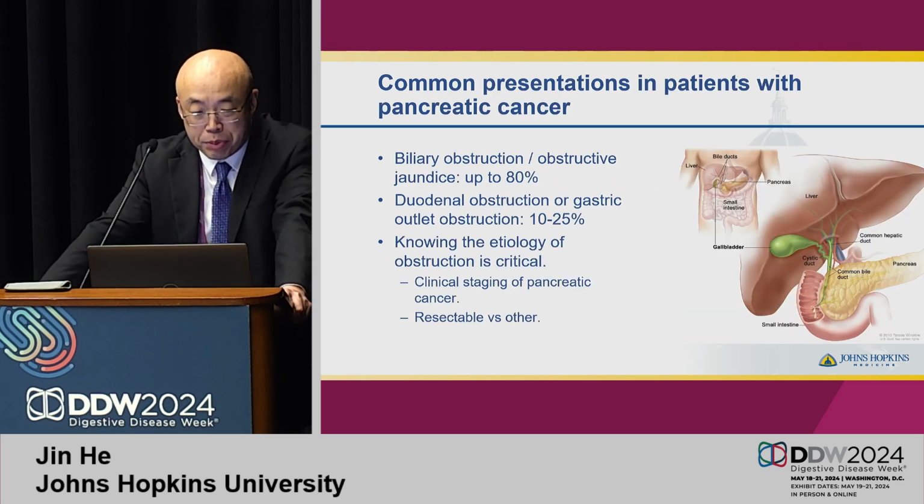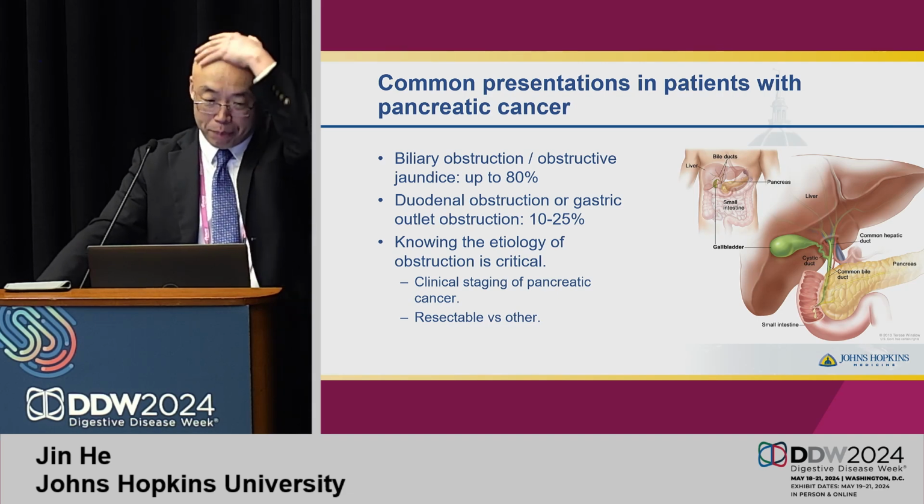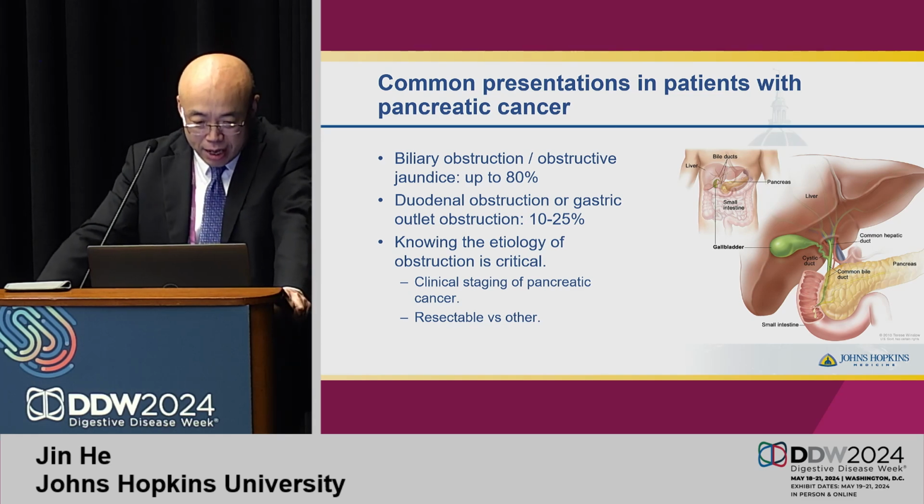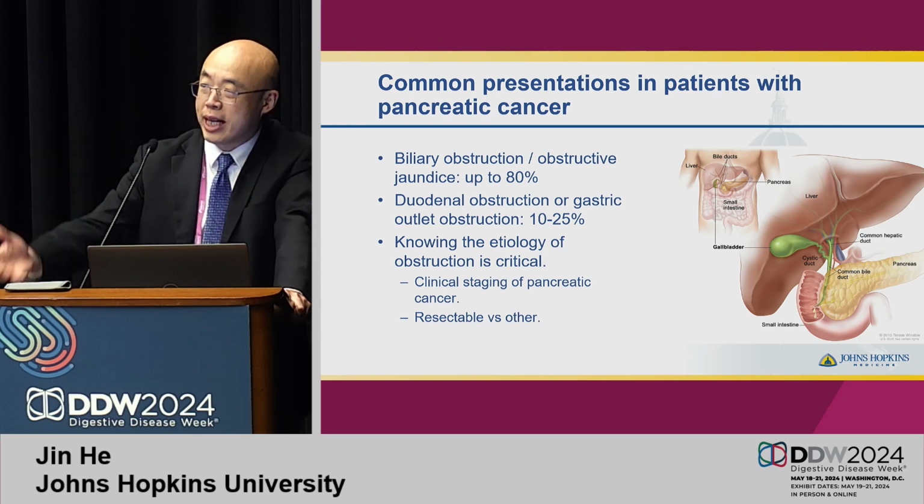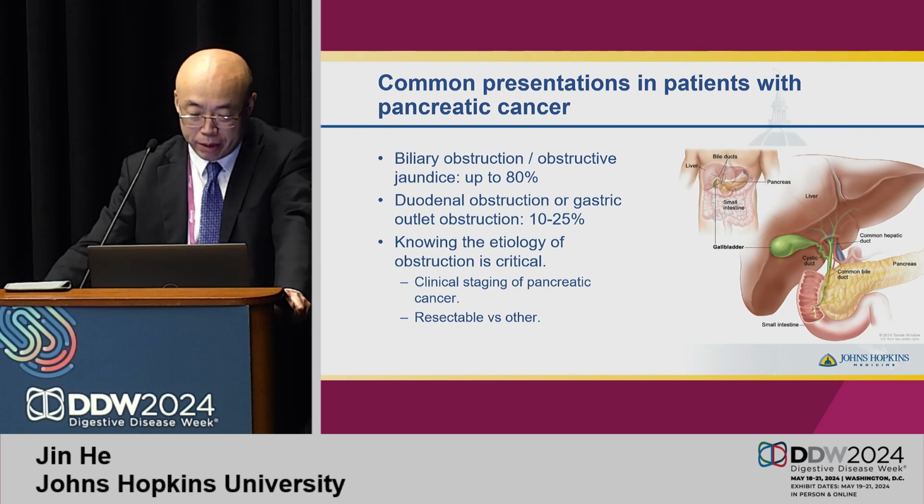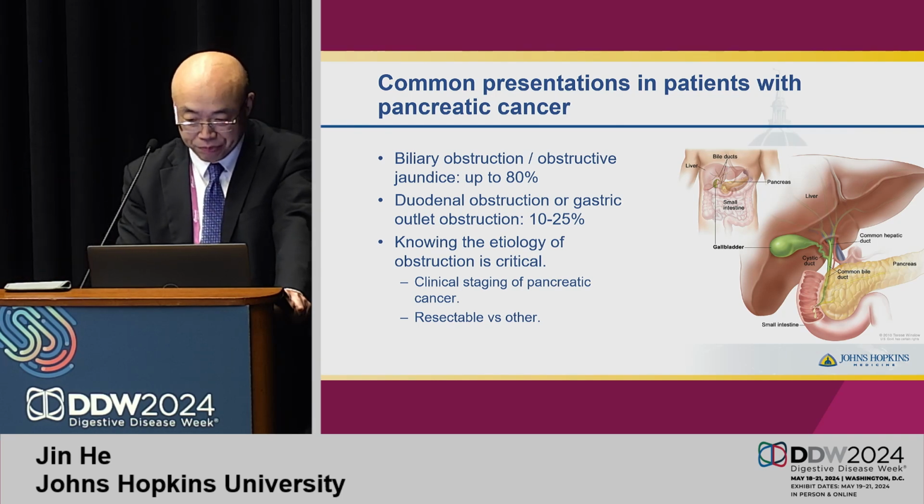Biliary obstruction or obstructive jaundice, and duodenal obstruction or gastric outlet obstruction, both are common presentations in patients with pancreatic cancer. But the key here is that knowing the etiology of the obstruction is very critical. Every patient with pancreatic cancer presents at a different stage. A patient coming in with resectable pancreatic cancer with obstruction should be managed completely differently from a patient with advanced or metastatic pancreatic cancer.